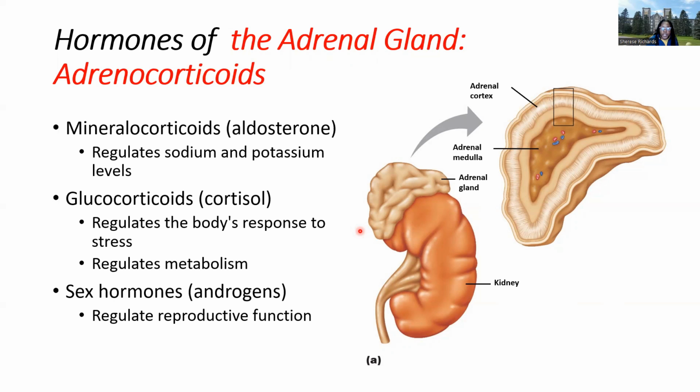Glucocorticoids, mainly cortisol, are going to regulate the body's response to stress. Glucocorticoids are often called the body's stress hormones. They are released in response to stressful environmental situations. And when we say stress here, we don't just mean physical stress, but it can be physiologic stress as well.